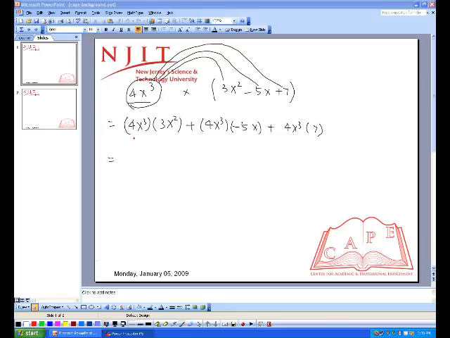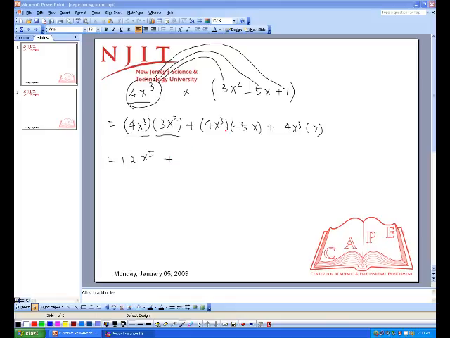So when we multiply two monomials, so it's a single term of a polynomial, what you have to do is multiply the coefficients and add the degrees. Okay, so if you multiply the coefficients, 4 times 3 gives you 12, and when you add the degrees, 2 plus 3 gives you 5, so x to the 5th power.